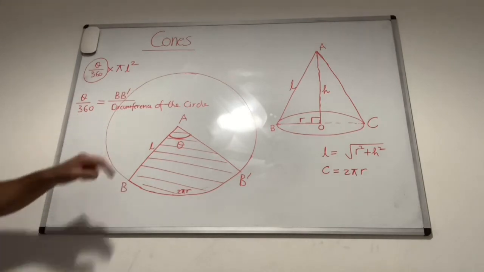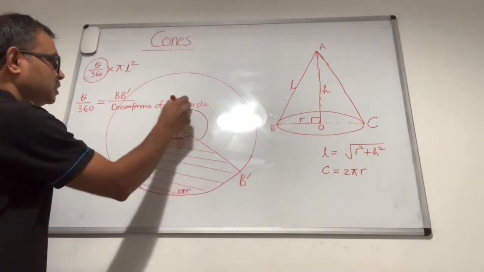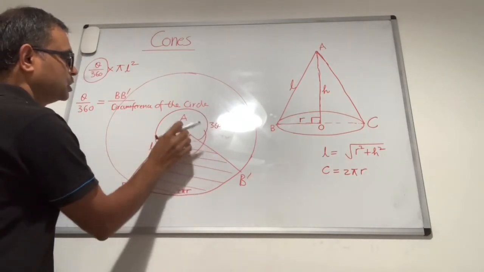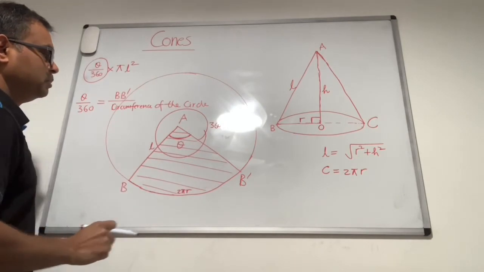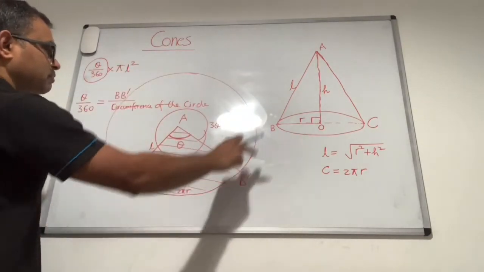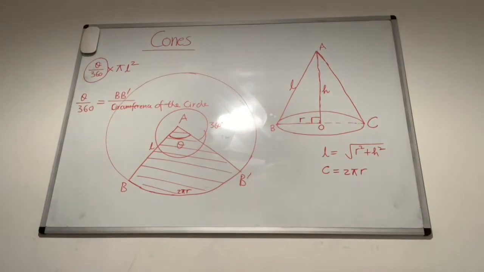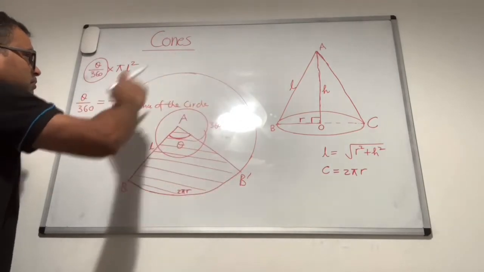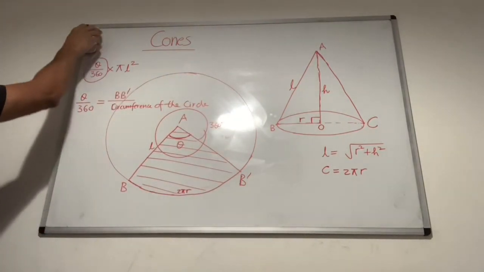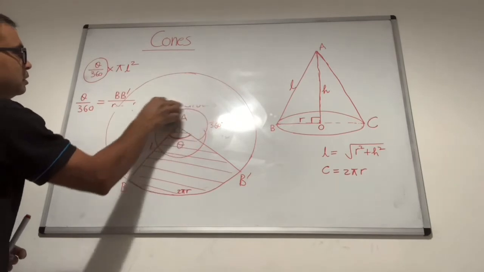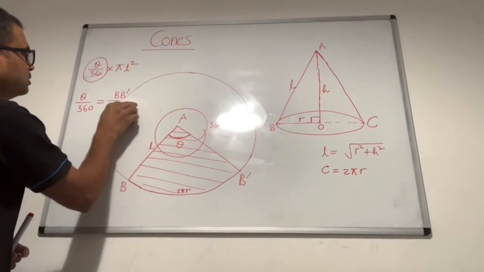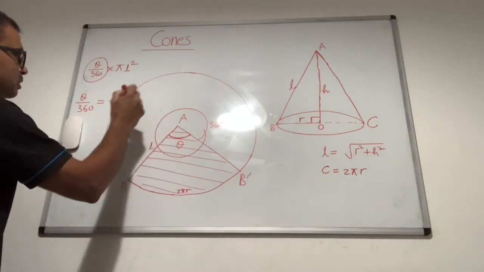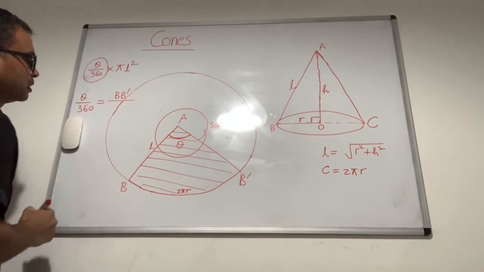Theta by 360 means this angle to the total 360 degree angle. So this part to the total 360 degrees would be equal to this part to the total circumference, isn't it? Got it? And what is the total circumference of the circle? The circle which we are talking about. What is the radius of this circle? L. What would be the circumference?